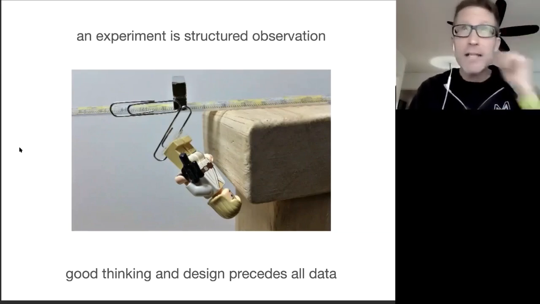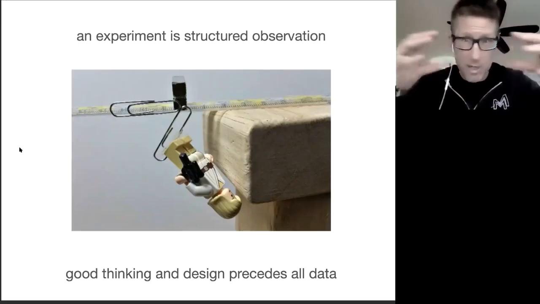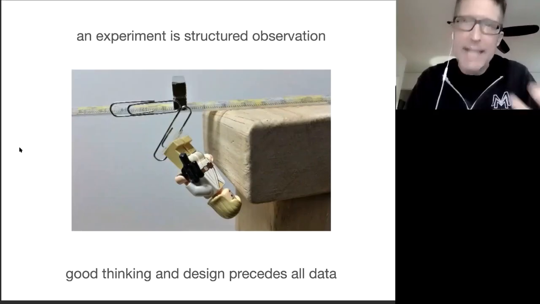So in short, an experiment is structured observation, and that can be observation of a process that's already happening, i.e. you're already doing meetings, or one that you intervene and change in some way.